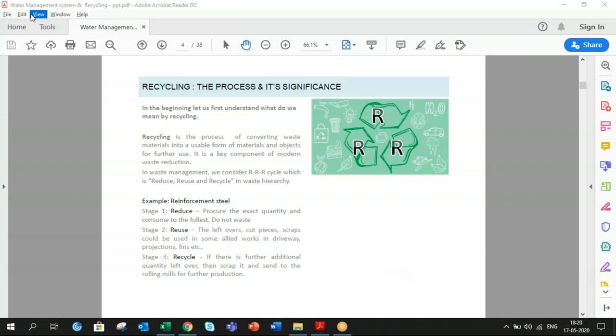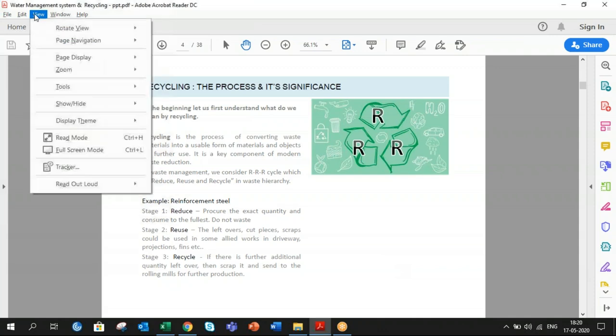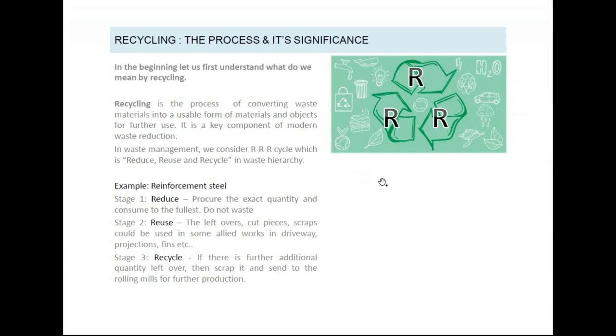For example, reinforcement steel we use in construction, where we start reducing first. We should procure the exact quantity so that our wastage and scrap will be minimum. So wastage will be minimum means we don't have reuse or recycle coming into our subject.